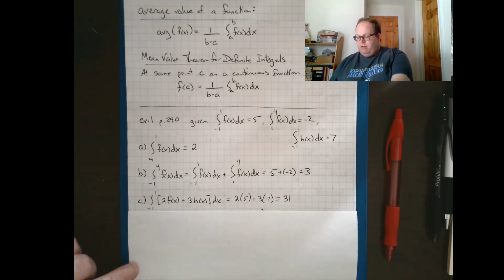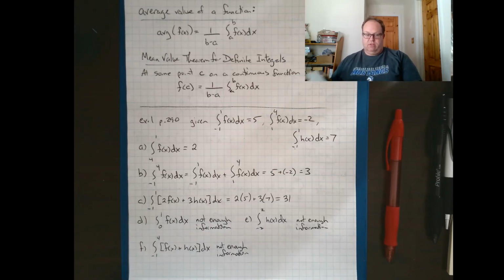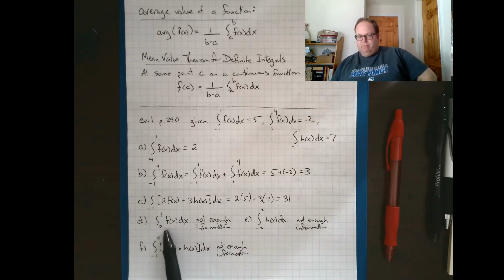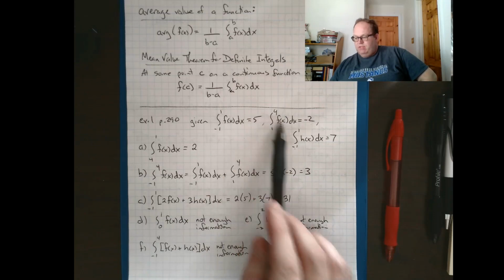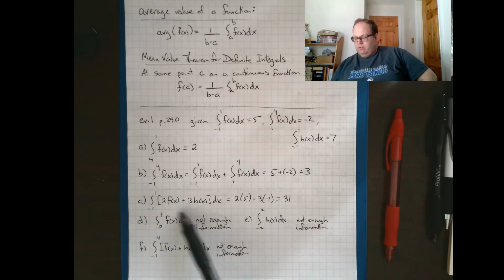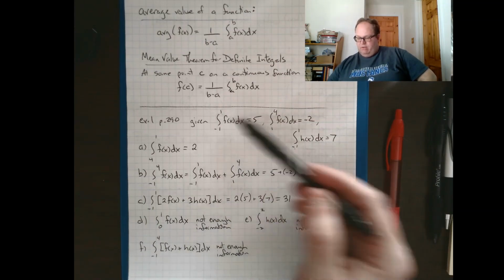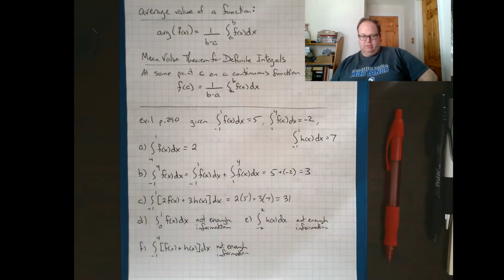The last part of the example, d, e, and f, are all ones where we don't have enough information to work it out. And in that case, for the d part, we've got a 0 involved in our limit, and none of these have a 0 as either end of my limit. So I do not have enough information to work out this integral, because I don't know what the functions are, and I don't have any result mirroring this.